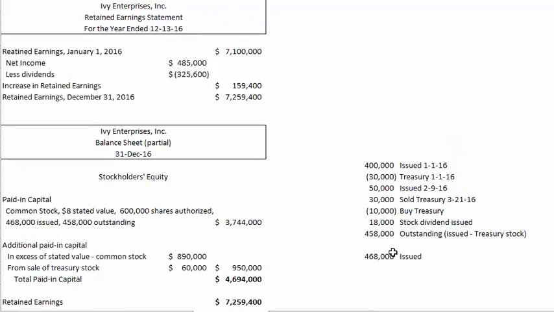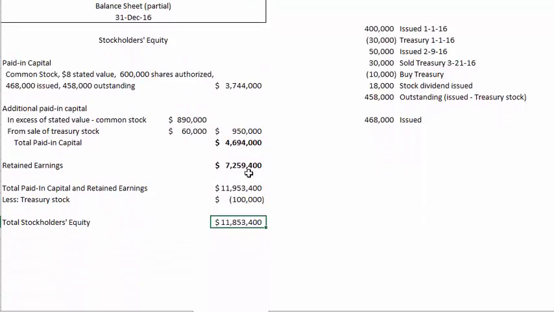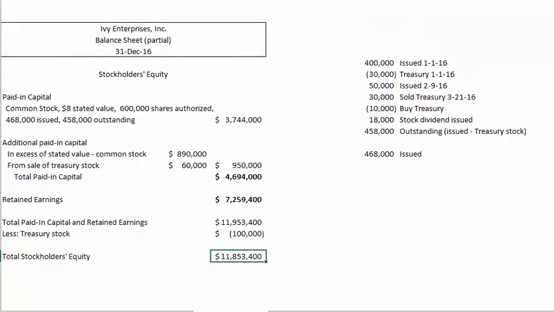So I hope that gives you a good appreciation for how all of this stuff kind of flows. The income goes as part of the retained earnings statement. This ending retained earnings flows through to the balance sheet, and now we've learned a lot more detailed stuff about what makes up the equity section of the balance sheet.